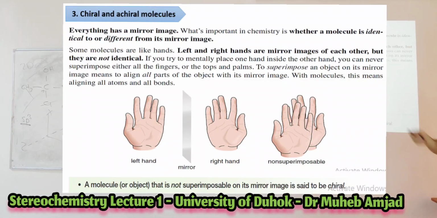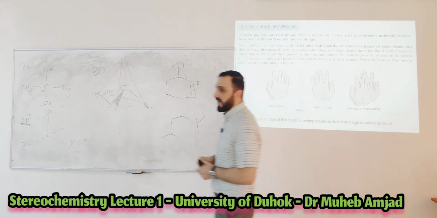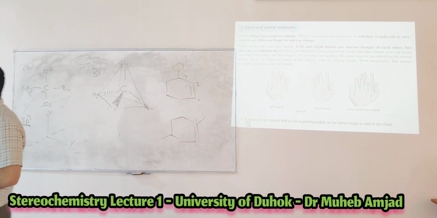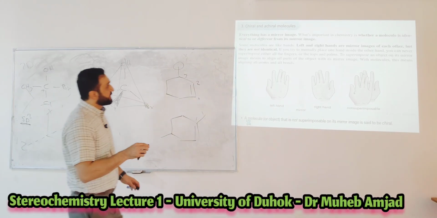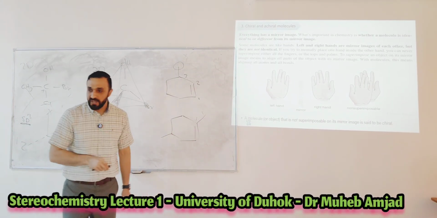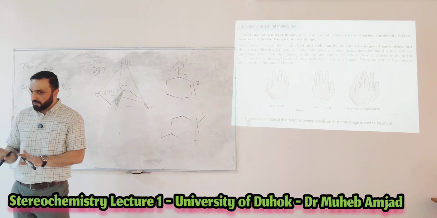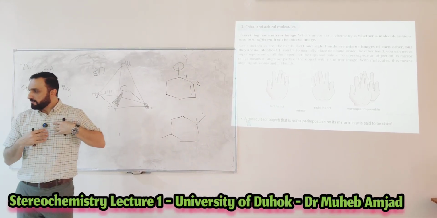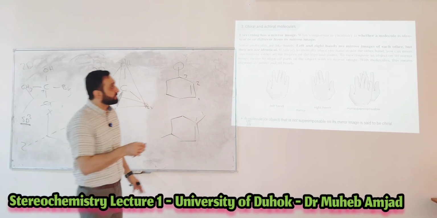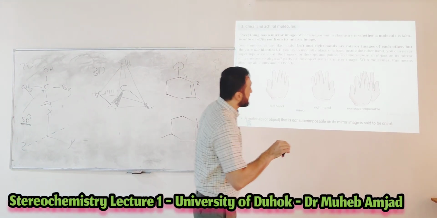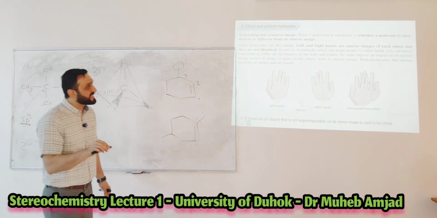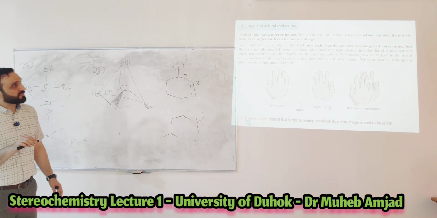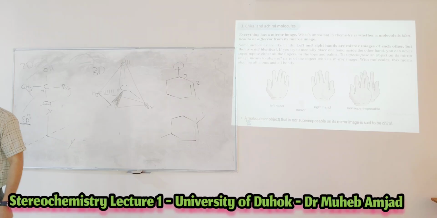Chiral and achiral molecules. This is a subject. What do chiral and achiral mean? Look, everything has a mirror image. I say to you, everything has a mirror image. Okay? If you look in the mirror, you will see yourself. This is the mirror image of you. So what is important in chemistry is whether a molecule is identical to or different from its mirror image. It can be identical to the mirror image or different.